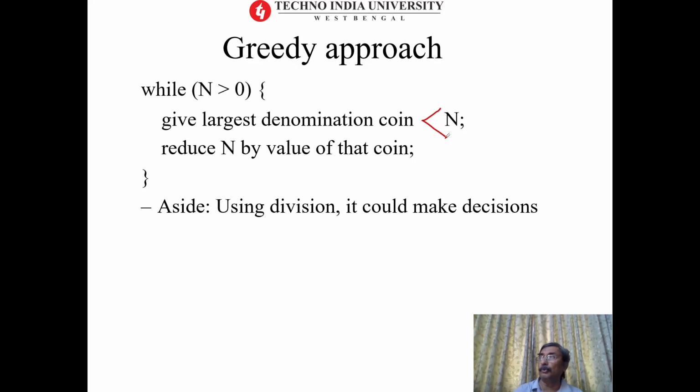Of course, if you wanted, let's say, 27 rupees as change, and your largest denomination is 7, then you could divide 27 by 7 and get the quotient, which is 3, and say, okay, I'll give three coins of denomination 7. What remains is 27 minus 21, which is 6. It is the same as subtracting 7 again and again, but the process will be a bit faster.